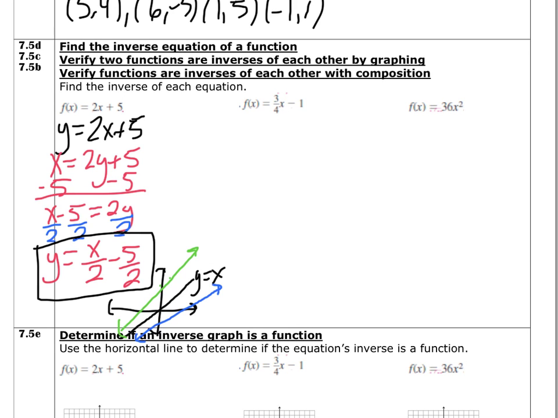Let's move on to the next one. Let's go ahead and change f of x to y. So it gives us y equals 3/4 x minus 1. Let's flip-flop the x and the y to find its inverse.